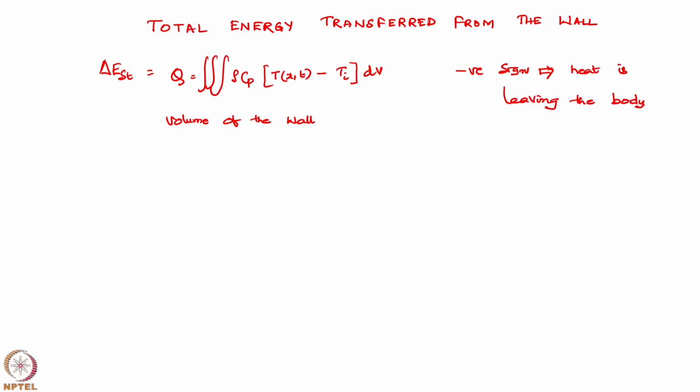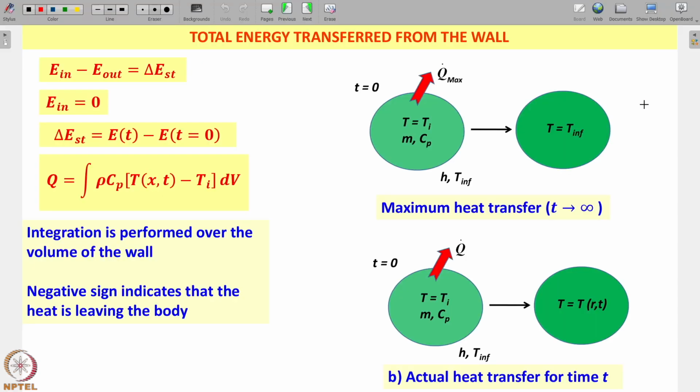Okay. So just to get you acclimatized with what I am saying, my body was at Ti, which has rho V cp, and it is exposed to h comma T infinity. What is the maximum q dot one can have? For a time t tending to infinity, the temperature of the body will reach the fluid temperature eventually, T infinity. So that is the maximum heat transfer I can get.